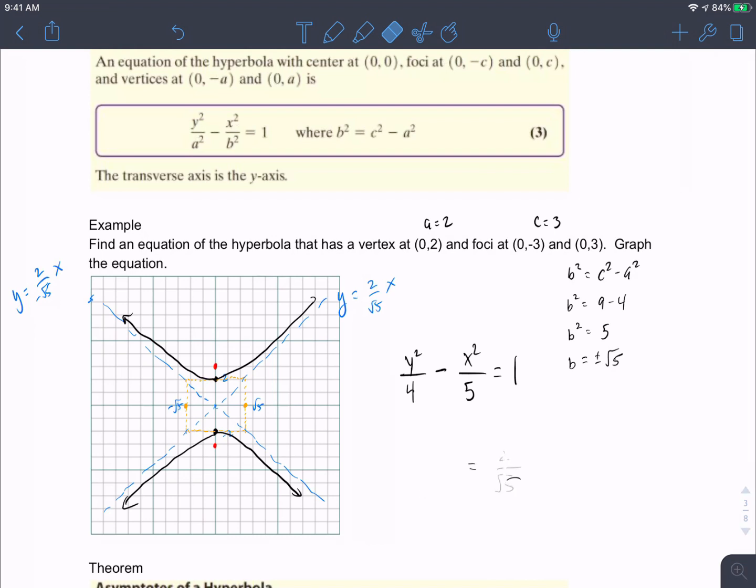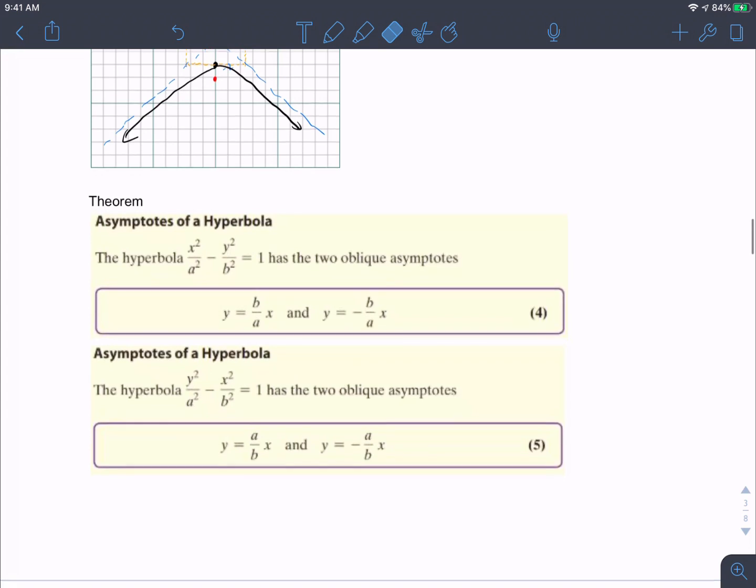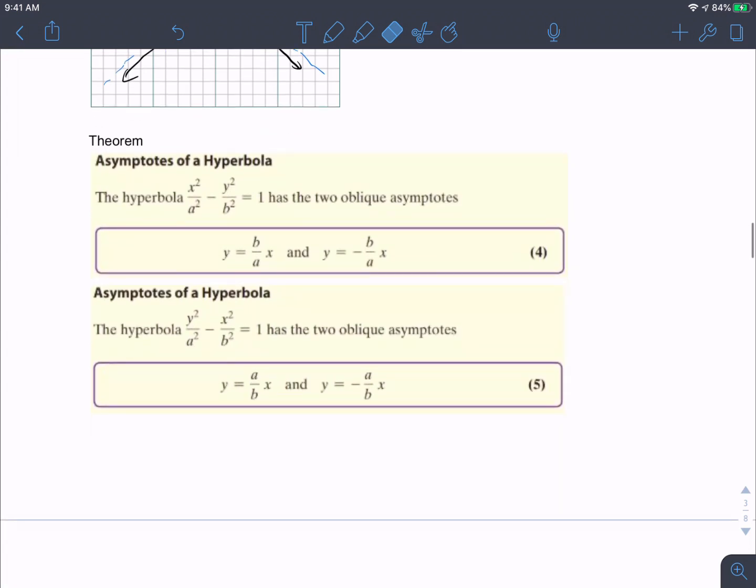Sorry I misspoke that, but here's a clarifier. Here's the theorem so you guys can always see it. Sorry I misspoke it. It's always going to be y, whatever's under the y squared value, its square root, over whatever's under the x squared value, its square root. Or this might be easier to read and understand than what I just said.